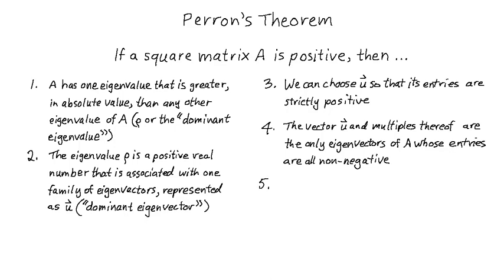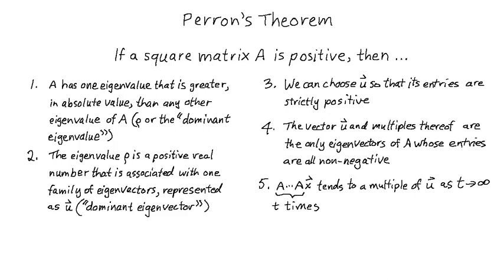Finally, and this is an important one, Perron's theorem says that if we apply a positive matrix repeatedly to some vector, the result tends to a multiple of the dominant eigenvector as the number of applications of the matrix increases.